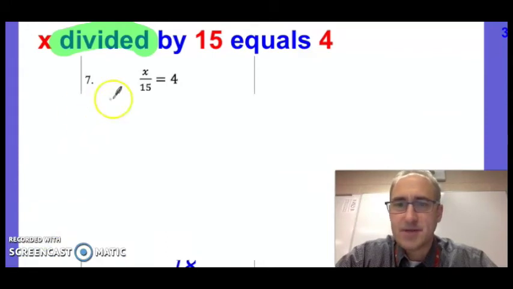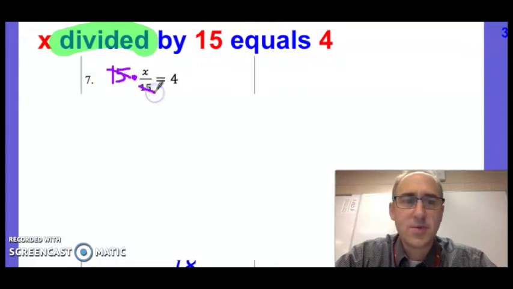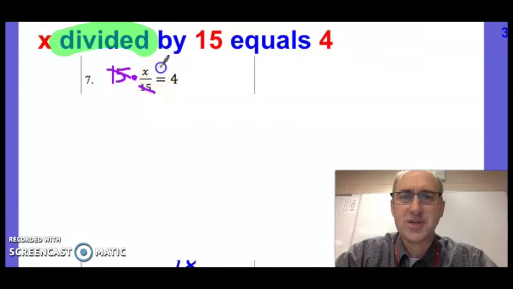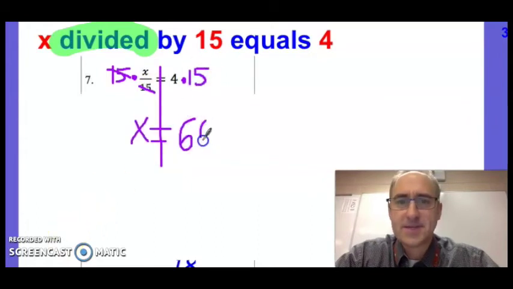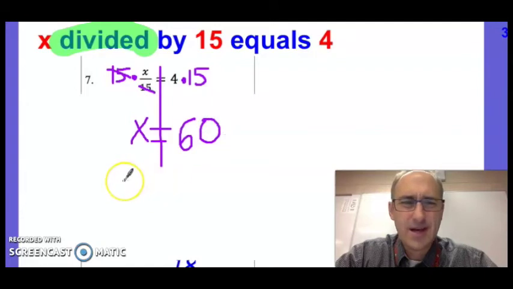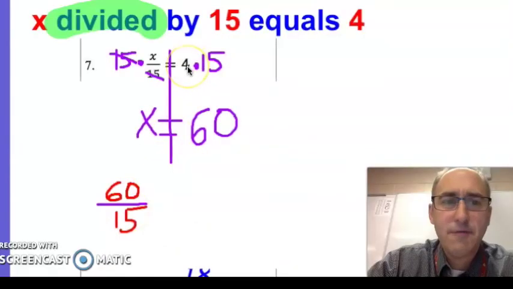Let's multiply this out. I need to multiply both the top and the bottom by the same number. This time it's 15. When I multiply 15 here, these actually cancel. So it's a 1. Multiplying by 1 doesn't change anything. But when I multiply by 15 over here, it's not a 1. What is it? It's 60. Is that right? How could I check this? 60 divided by 15. I know by looking at a clock that 15 happens 4 different times in an hour at 15, 30, 45, and 60. I bet that answer's 4. 4. I got it right.